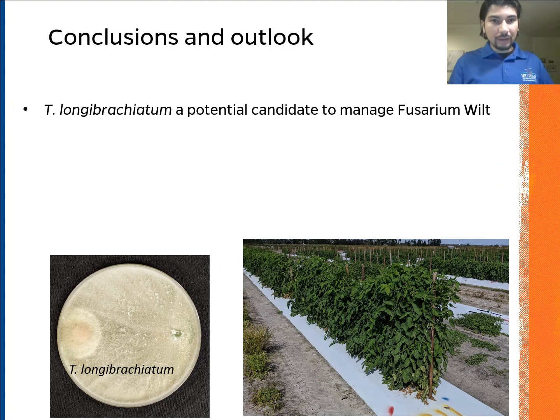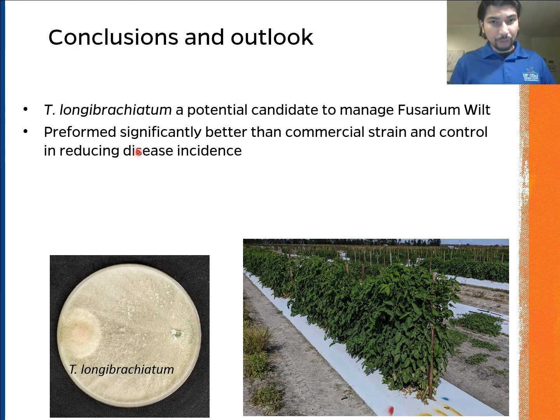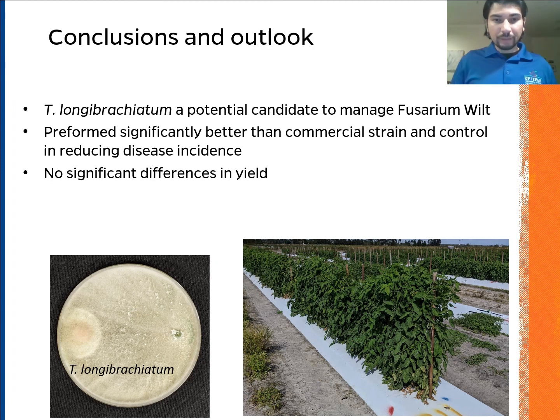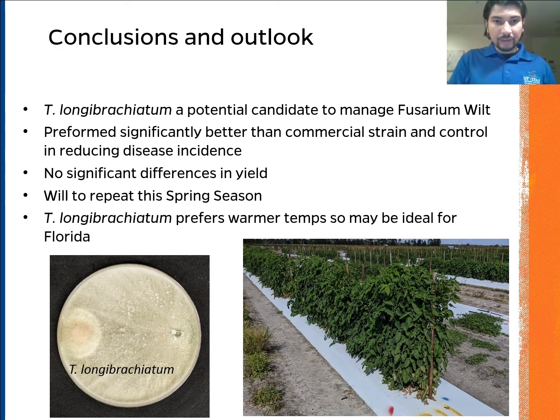So conclusions and outlook. Trichoderma longibrachiatum is a potential candidate to manage Fusarium wilt. It performs significantly better than the commercial strain and control in reducing disease incidence. Unfortunately, we didn't see any significant differences in yield this time around off of 2 harvests, but we will repeat this in the spring season to see if there's any differences in the different environmental situations in the different seasons. And Trichoderma longibrachiatum, from previous research, prefers warmer temperatures, so it may be ideal for Florida for us to develop this as a biological control targeted in this region. But we still need to do some more work on this one.